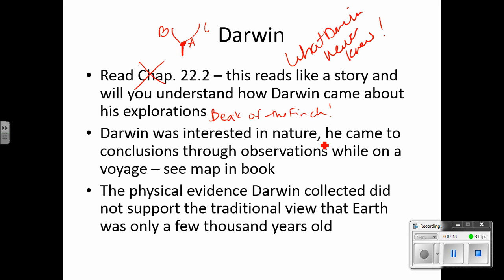Darwin was just interested in nature. He came to conclusions through the observations while on his voyage. The physical evidence Darwin collected did not support the traditional view that Earth was only a few thousand years old. So he was actually very controversial. People did not necessarily like him because he was saying that what we currently thought was wrong.